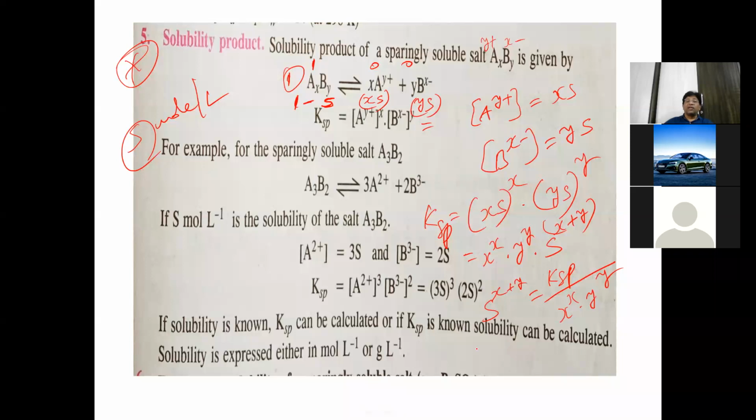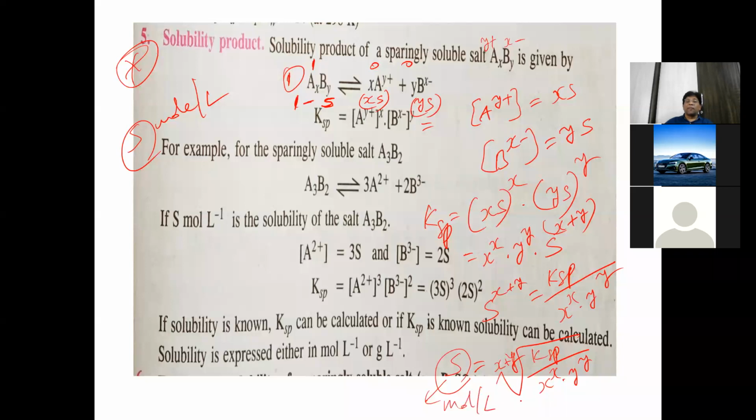And if you take the S value here, how to write it now? S to the power of x plus y is equal to this, and S is equal to the (x+y)th root of Ksp divided by x^x into y^y. So these values we have to substitute to get the S value.